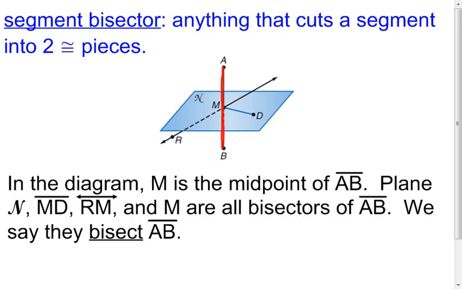Even, it's hard to see the plane, but what they're trying to show with that plane is that the plane is also bisecting the segment. The big thing about a segment bisector, just remember, is something that cuts a segment in half or into two congruent pieces. And that's going to do it for our lesson on distance and midpoints.